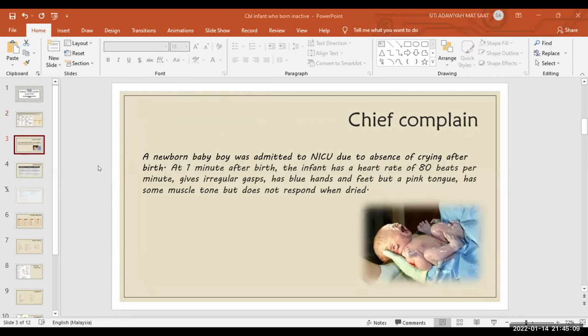Okay, for the chief complaint, a newborn baby boy was admitted to the ICU due to the absence of crying after birth. At 1 minute after birth, the infant has a heart rate of 80 beats per minute, gives irregular gasps, has blue hands and feet but a pink tongue, and has some muscle tone but does not respond when dried.